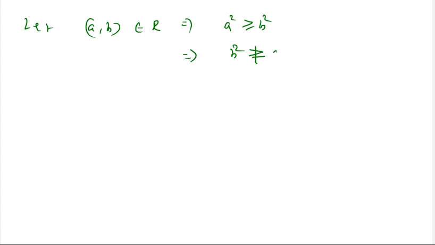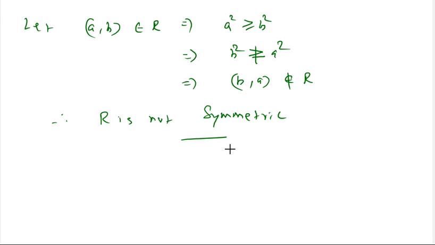But we have to show that it is not symmetric. To show it's not symmetric, let A, B belong to R. This implies A square is greater than or equal to B square, but interchanging this, B square is not greater than A square. Then we can say B, A does not belong to R, and therefore the relation R is not symmetric.